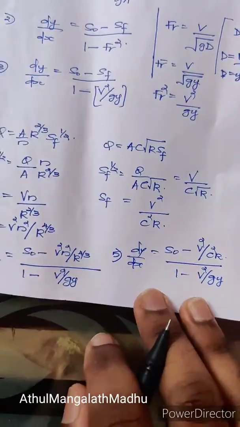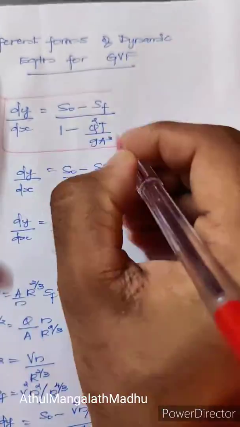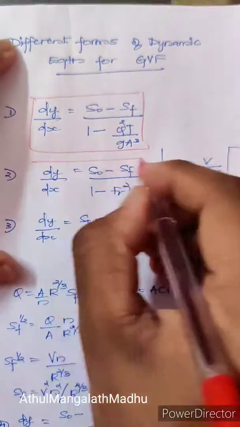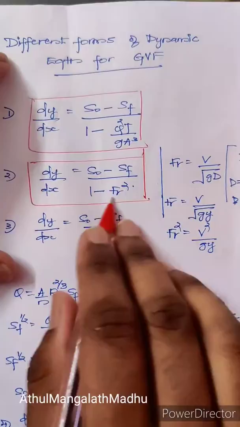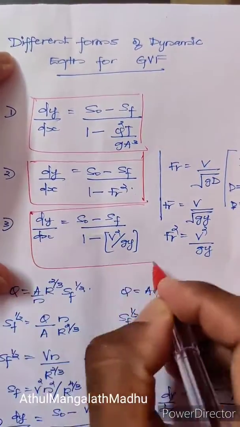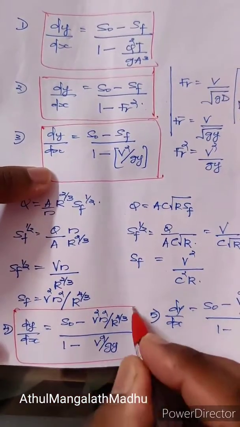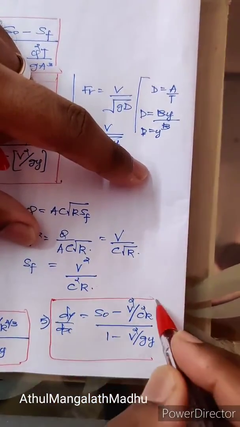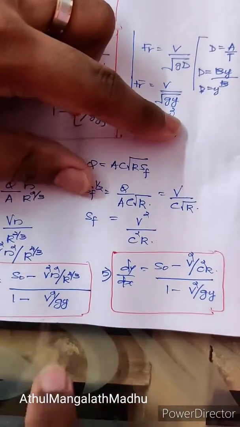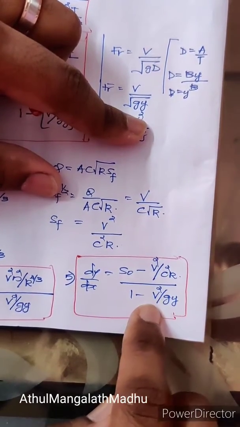So these five types of equations I'll show. This is the first, general equation. Then this is the conversion for Q square T by g A cubed. When I substitute the value for Fr, I get this equation. And for substituting the value of Sf as per Manning's equation, I get the fourth equation. And substituting the value of Sf as per Chezy's equation, I get this equation. This is used when Manning's equation is used. This is used when you are using Chezy's equation.